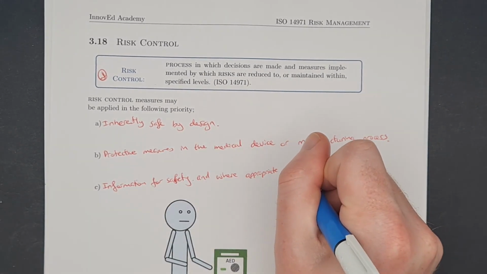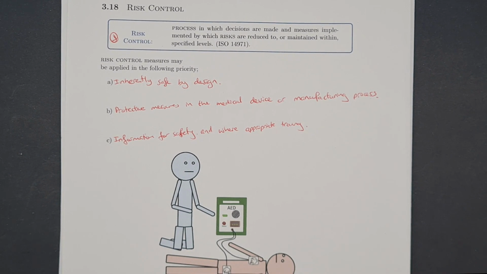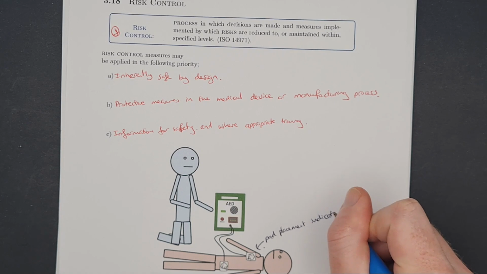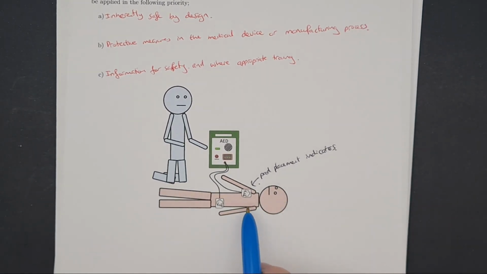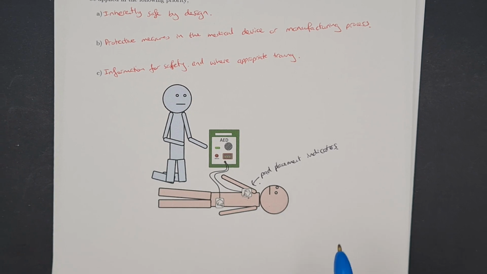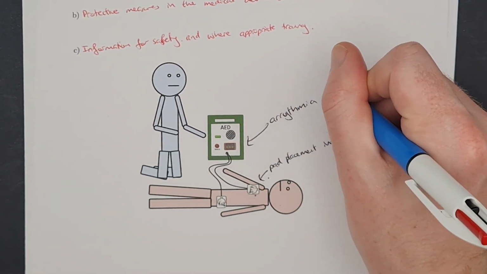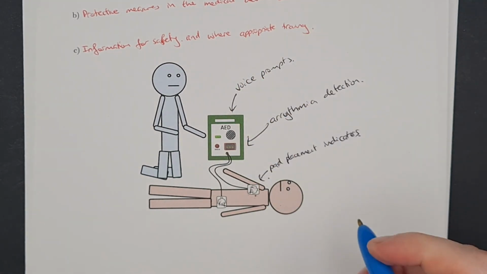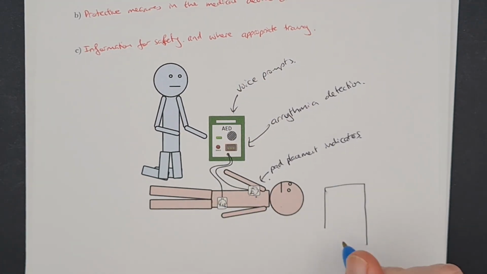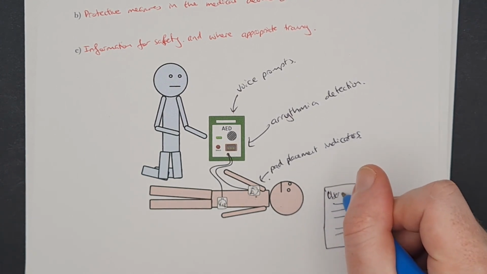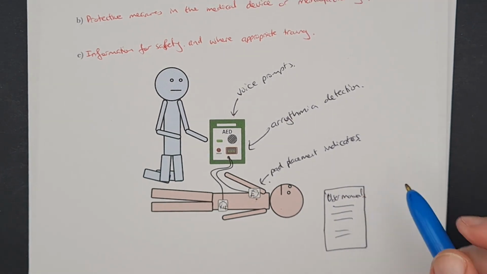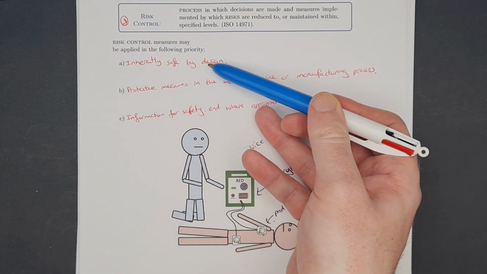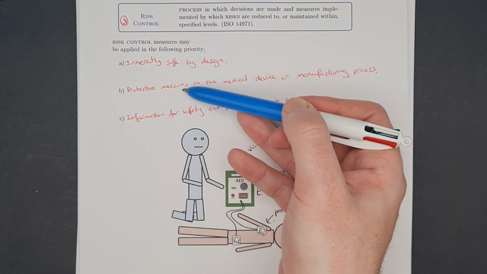Okay, so when we're thinking of risk control measures, we are thinking of things like pad placement indicators. So hopefully you can see that there's an image on the pad of where you're meant to place them on the patient. We can think of things like arrhythmia detection. We can think of things like voice prompts, etc. And we can also think as well of information for safety, that there might be instructions in a user manual or warnings. And when we think of risk controls, we should try our best to introduce measures that are inherently safe by design, followed by protective measures, followed by information for safety.